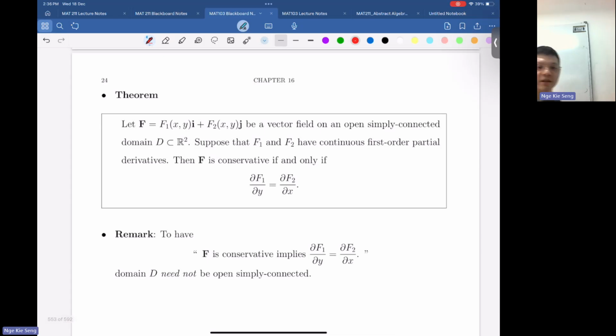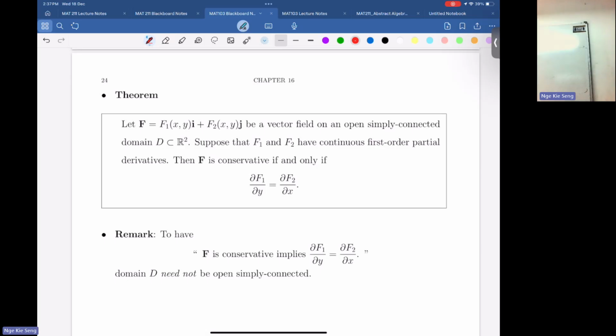Okay. Next, we deduce another criteria to check whether a vector field is conservative or not. We have discussed many properties around conservative vector fields. So how to check? Again, if your vector field is on an open, simply connected domain, suppose that f1 and f2 have continuous first order partial derivatives. Actually, this is most of the case that will happen in our course.